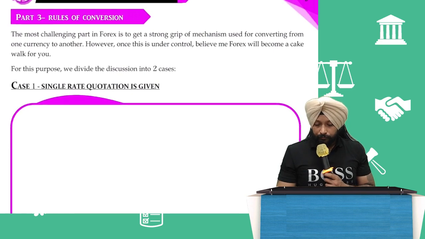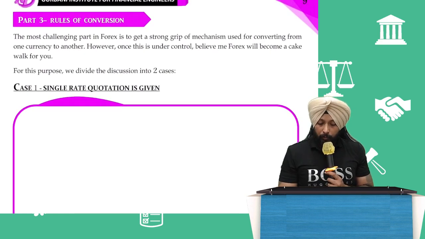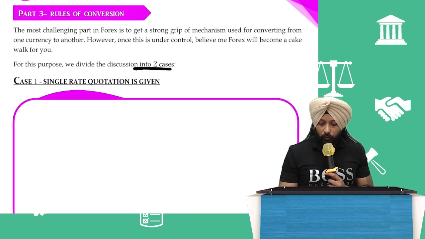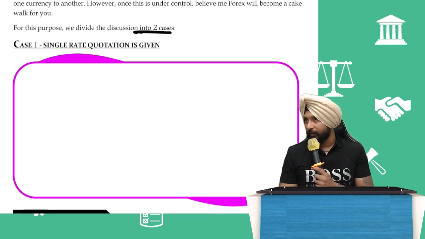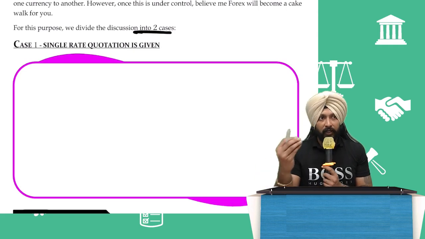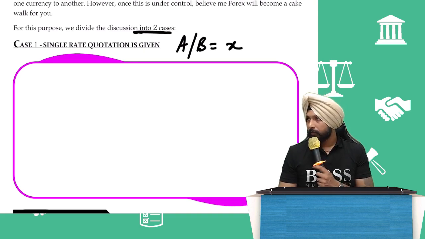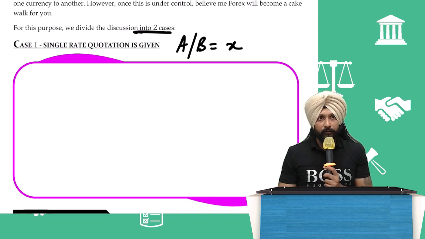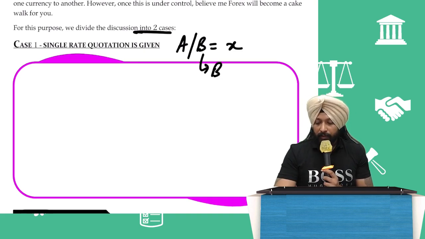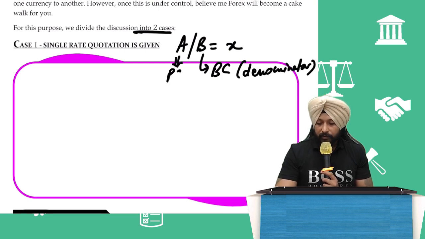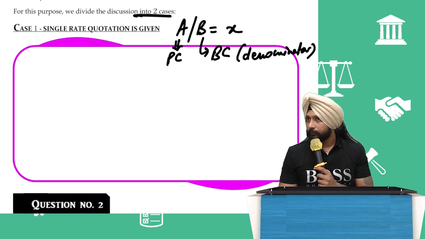Rules of conversion. There are two situations that we have. The first situation is when only a single rate quotation is given. I told you, you can have sums where you only have one single rate quotation. How will that appear? A/B is equal to X. This is how the quotation will be given. B is the base currency, which is given in the denominator. A is the price currency. You're comfortable till now?